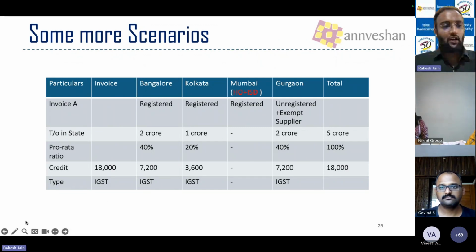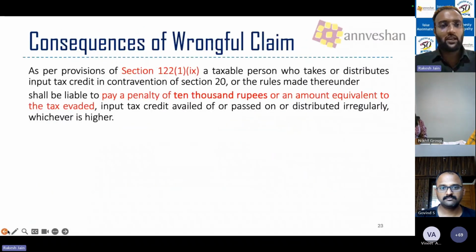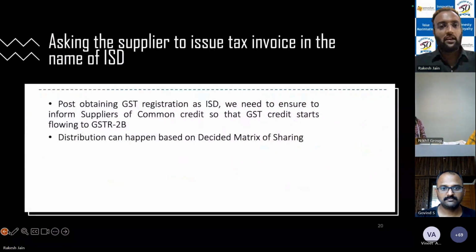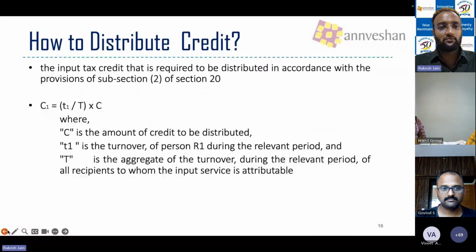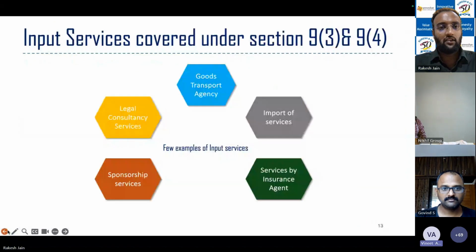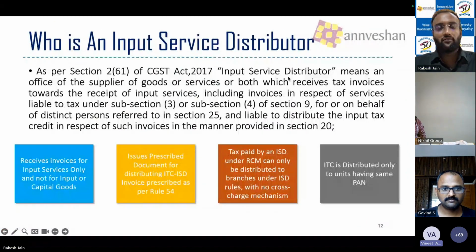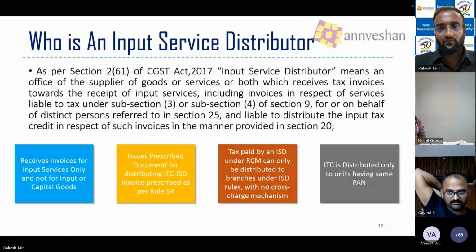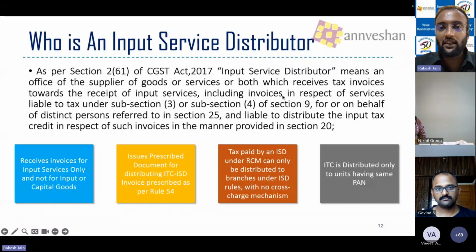One moment. It is not about who I am saying or anyone else is saying. It is about what the definition tells. I just want to know what the definition says for and on behalf of the distinct person. Can you see my screen? Yes, we can read together. It's visible.